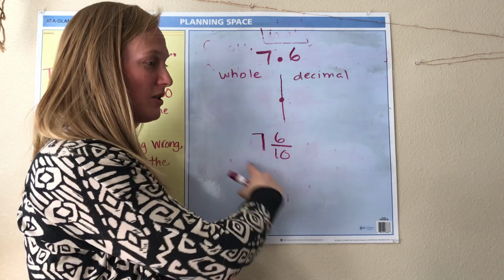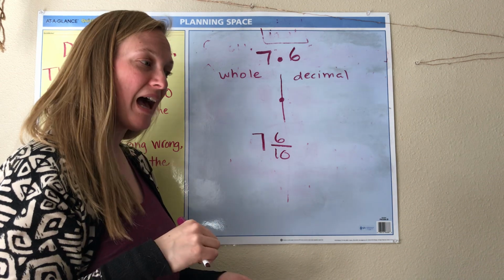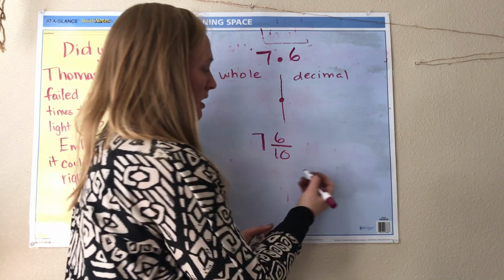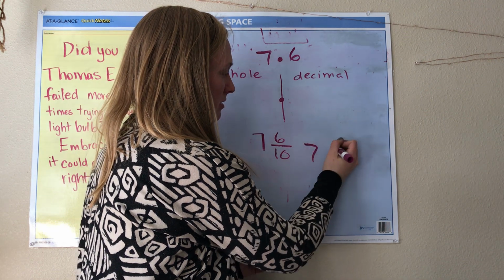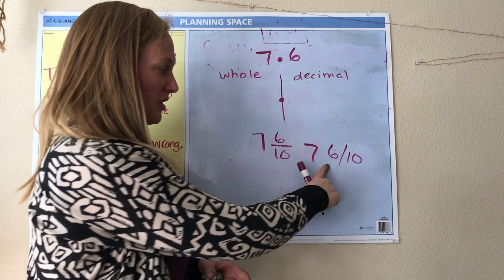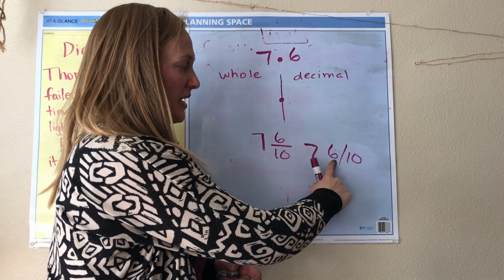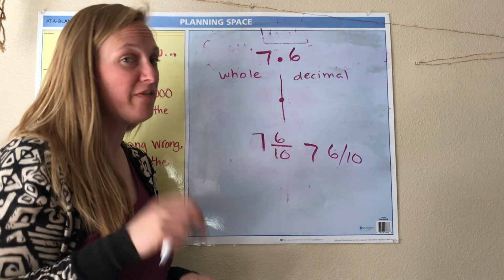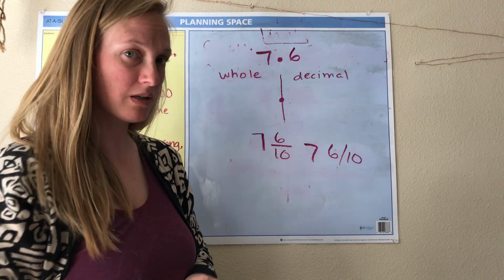Okay, this is your answer for question number 5 in your packet. Please make sure that you are writing this, or you probably have to write it like this. Okay, make sure there's a space here, 7 space 6/10. Okay, that is your answer for question number 5. Please make sure you're writing that in your answer box.